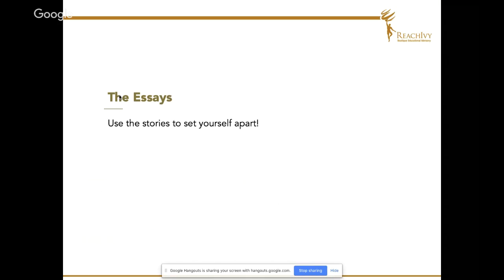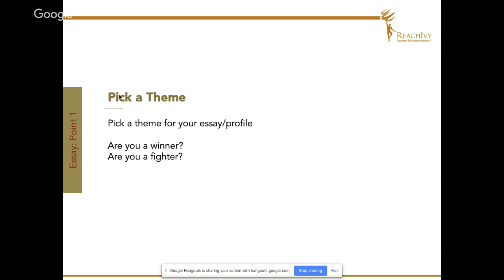Now, finally, let's talk about the essays themselves. So now we have all the stories, we've collected all the stories, we've put them in different buckets. And remember, these are your best stories, personal and professional. And these are the stories that are going to set you apart. The first point that we recommend is to pick a theme.